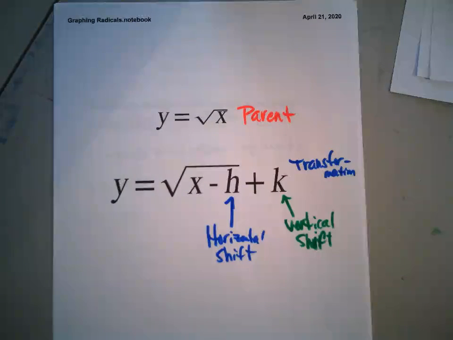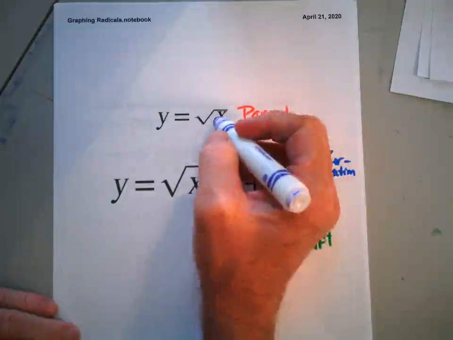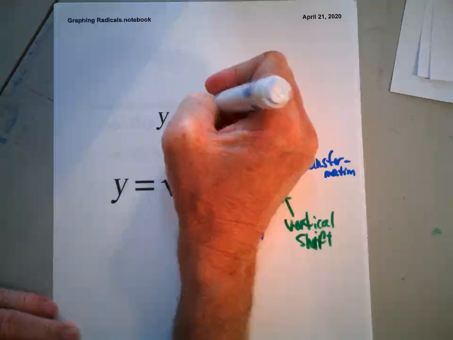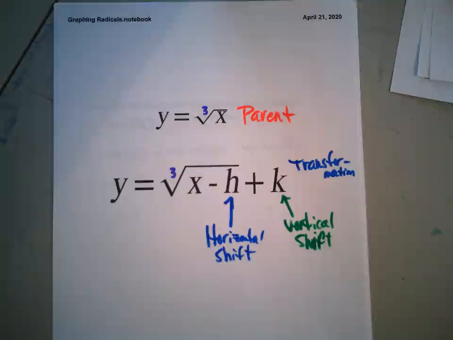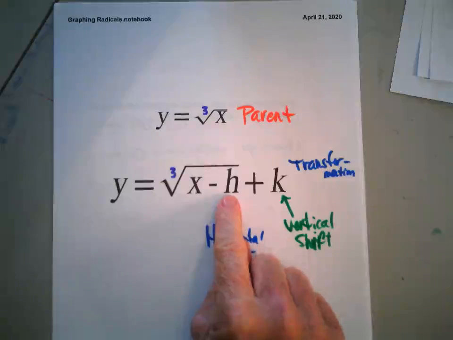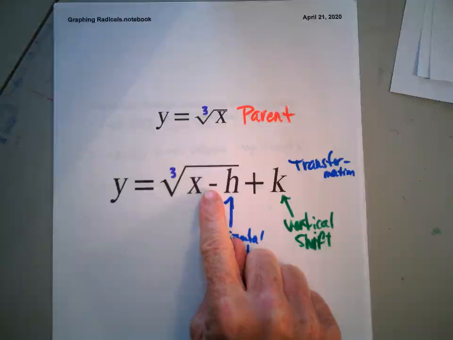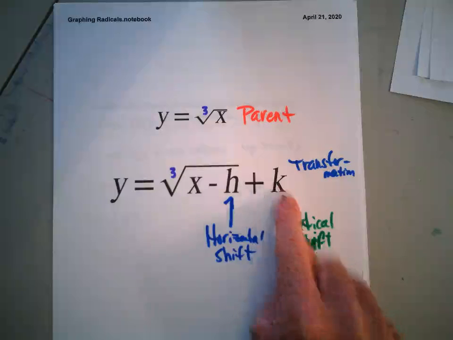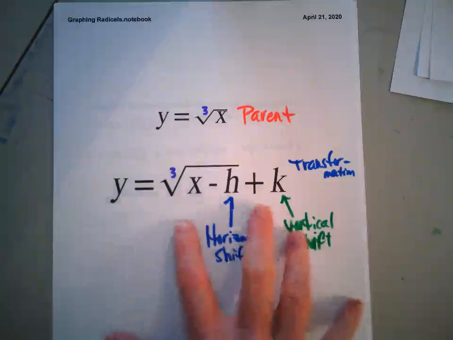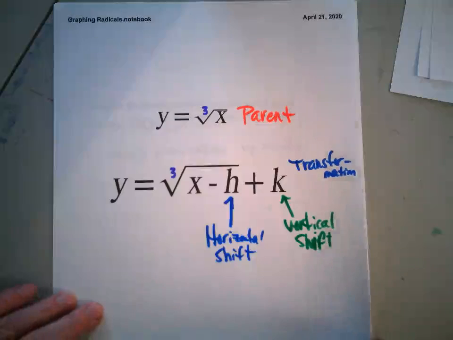So again, this is just the parent function. Yesterday we did square roots. Today we just changed this to a cube root and everything stays the same. Horizontal shift is still underneath the radical, has the negative in front of it, which says change the sign. That's the inverse relationship. K is outside the function. It's going to be the vertical shift. So this, again, is exactly the same as it was yesterday.